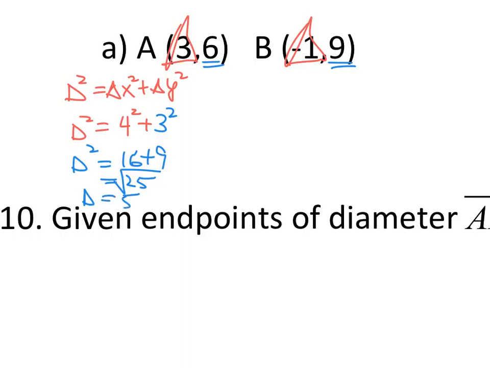Drawing that out on a triangle, we'd have that the change in x's is from 3 to negative 1, so that's 4. The change in y's is from 6 to 9, so that's 3. And we're finding that x distance, which is 5, because it's a 3, 4, 5 triangle. So the distance between the points is 5.